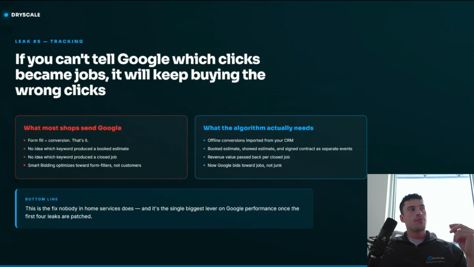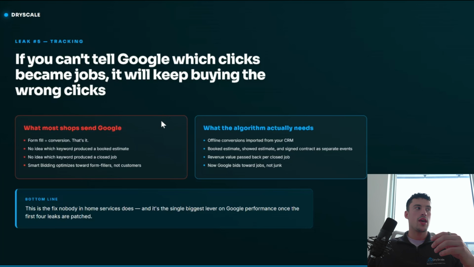Now, number 5. If you can't tell Google which clicks became jobs, it will keep buying the wrong clicks over and over again. And this is, again, something we see all the time because it's very reliant on the systems, the tracking, and everything being set up properly. And it's not a knock against contractors, you guys are amazing at the service that you provide, but usually not the most tech savvy people, which is why the tracking systems are usually a big hole in a lot of businesses, because a lot of this is tech related, a lot of automations, a lot of stuff like that. And so what most shops are doing with Google is treating a form fill as a conversion, that's it.